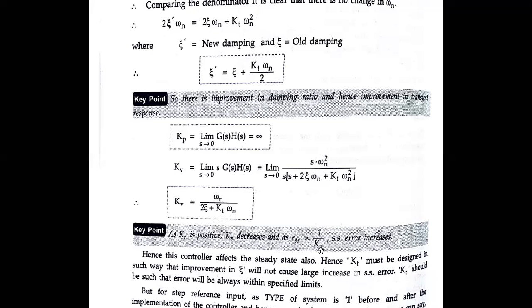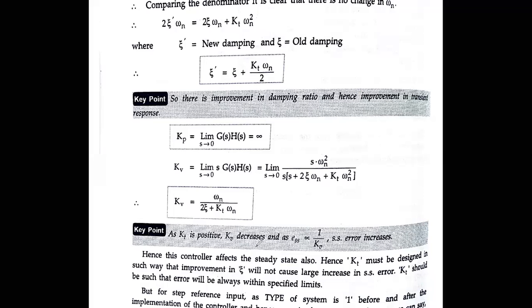There is another method for this particular solution. What we can do here is simply cancel out this s and this s, they will cancel each other. Now we can take omega n outside the bracket. Just take omega n outside the bracket.